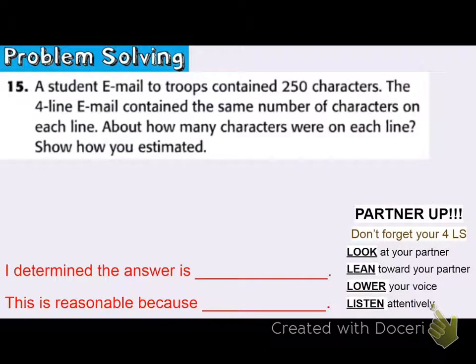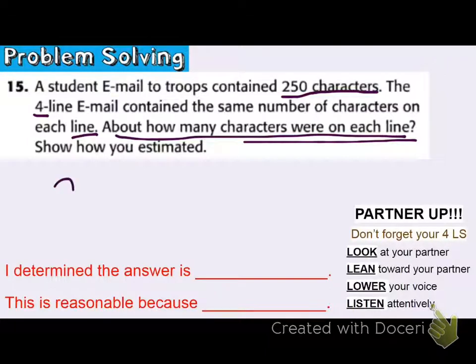All right, Bobcats, number 15. A student email to troops contained 250 characters. The 4-line email contained the same number of characters on each line. About how many characters were on each line? Show how you estimated. Okay, well, there were 250 total characters. And then there were 4 lines in the email. So how many were on each of those 4?